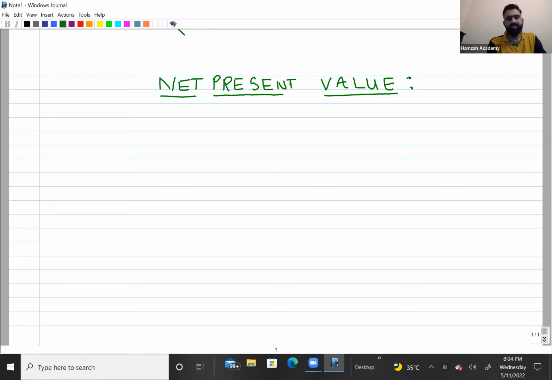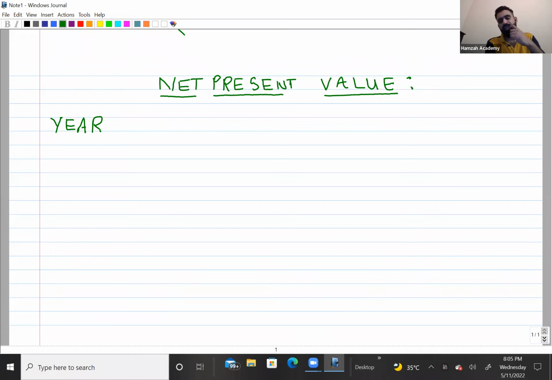Now, in the exam, there will be a major question from net present value. In a long question in Section C, we have to prepare the pro forma to calculate the net present value. The first element in that pro forma is year.